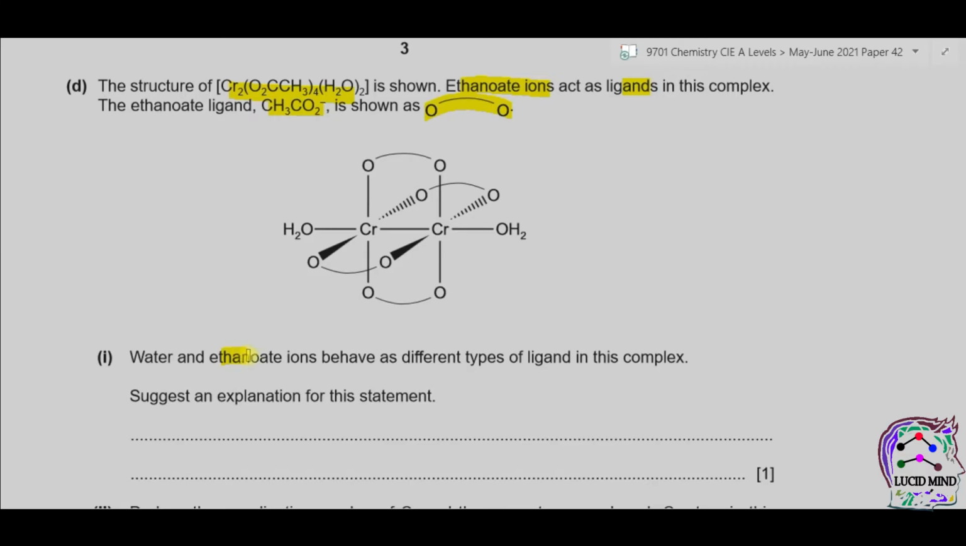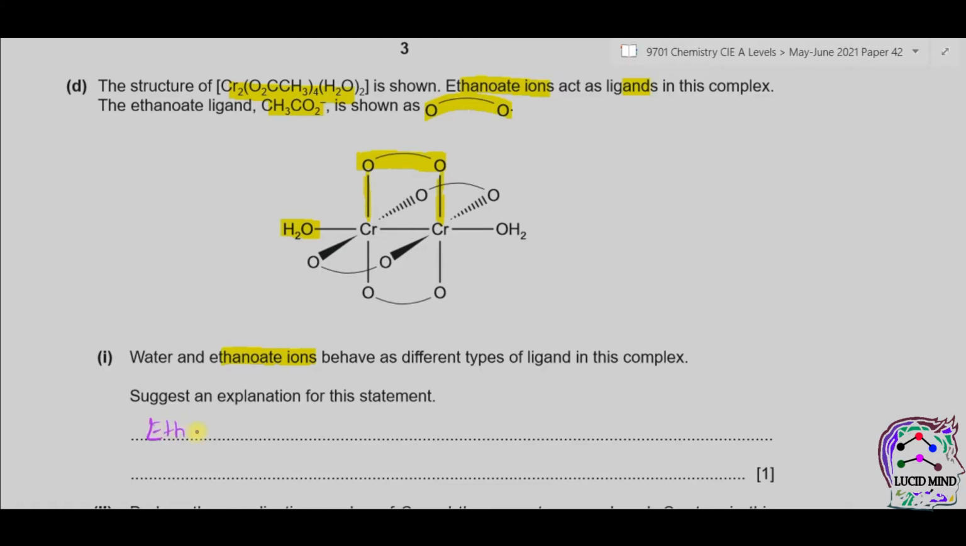Number 1, water and ethanoate ions behave as different types of ligands in this complex. Suggest an explanation for this statement. We can find out the difference from this given diagram. We can see that this is the ethanoate ligand and it is bonded with 2 coordinate covalent bonds with the chromium, while the H2O ligand is just bonded with 1 coordinate covalent bond with chromium. So the ligand donating 2 electron pairs is called a bidentate ligand, while the ligand attached with just 1 coordinate covalent bond is called a monodentate ligand. So we can write the answer.